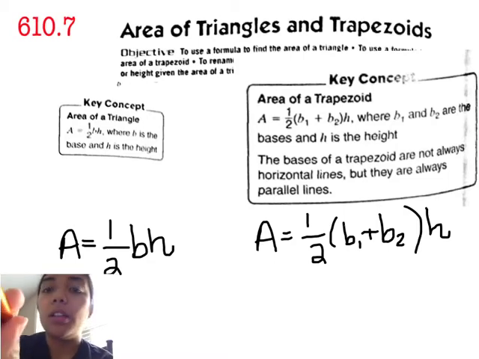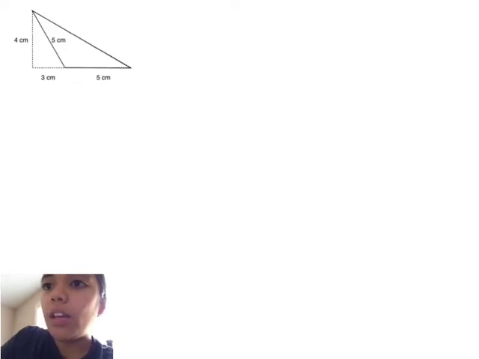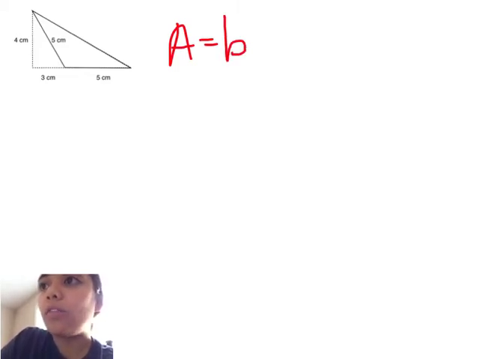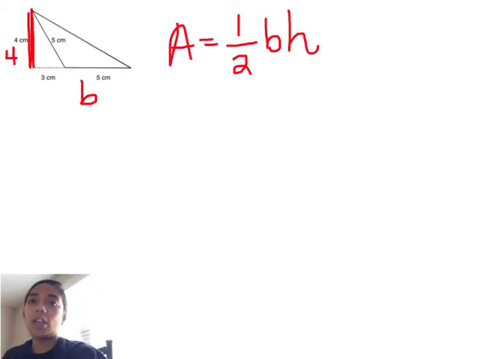So, let's go on. Find the area of this triangle. Area equals base times height. Oops, no it doesn't. Area equals 1/2 base times height. That's how I find the area of a triangle. So I'm going to label my base, which is B, and my height of my triangle, my height is 4. The 5 centimeters is not the height of my triangle. That is just the side of my triangle.